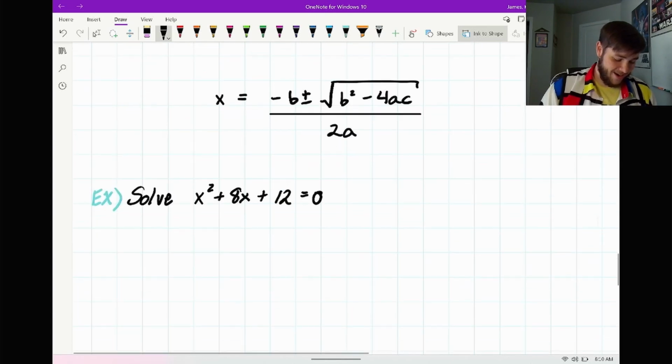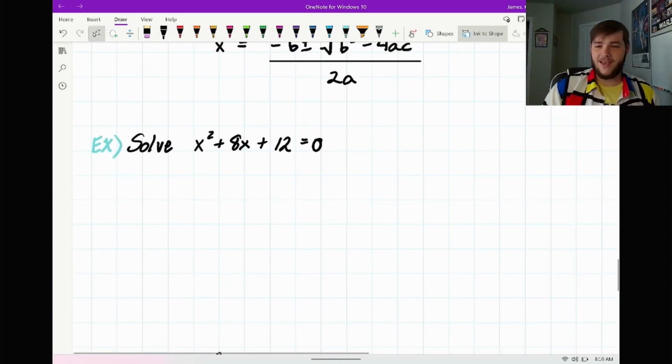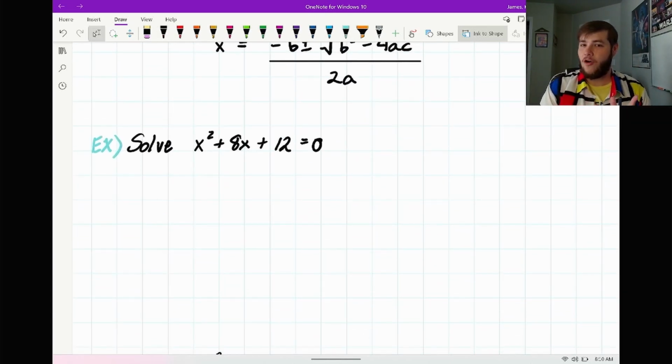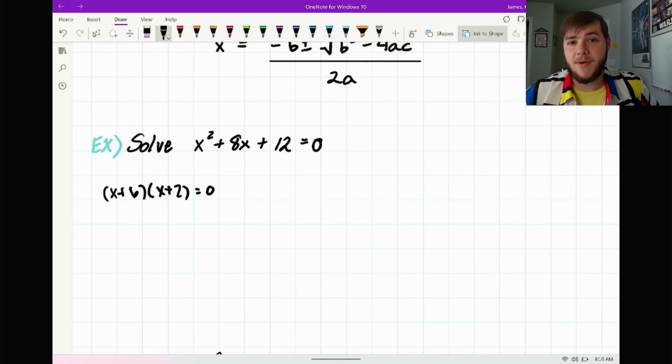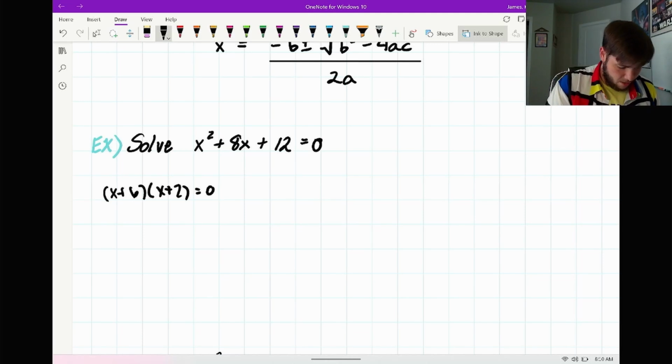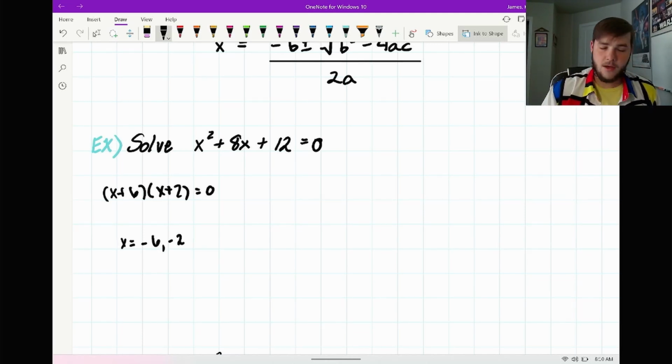So, this first problem, it would maybe be a little bit overkill to use the quadratic formula because I could factor this guy into x plus 6 times x plus 2 equal to 0. And then using my zero product property, I know x should be negative 6 or negative 2. But let's use the quadratic formula to verify this answer on a simple problem.